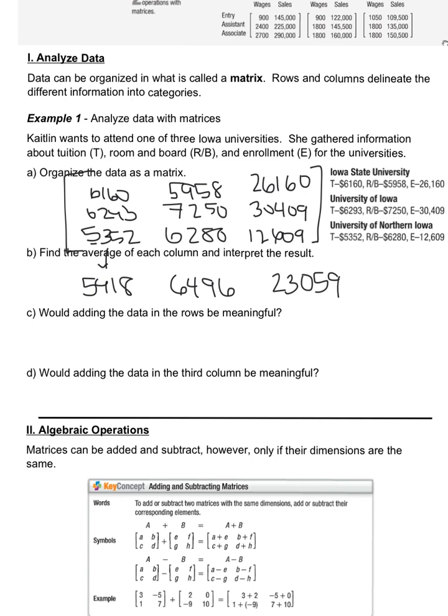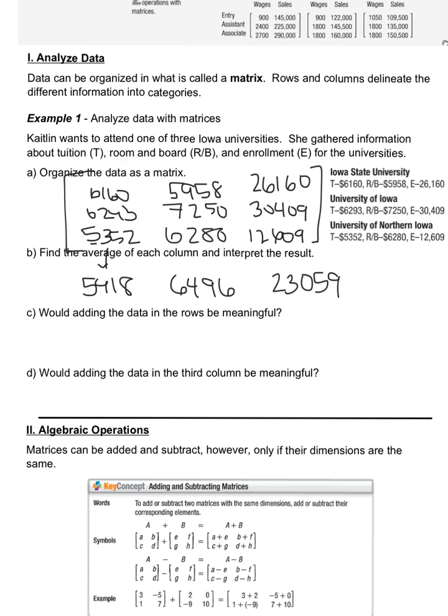All right. So it says interpret the result. Well, the first number, 5,418, is the average tuition of the 3 schools. 6,496 is the average room and board of the schools. And then the average of the third column is the average enrollment of the 3 schools.